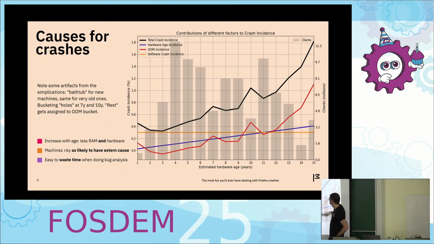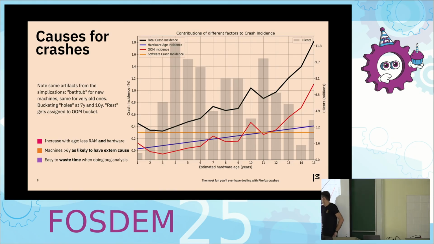The black line is the overall crash rate. You can sort of see the bathtub curve, as they say, so the new machines do actually crash a little bit more, and then it starts going up as the machines get very old. Don't read anything into this graph that's not there. You see a few gaps here in terms of user distribution, but that's because of the CPU bucketing I just explained. The most interesting part for me is this.